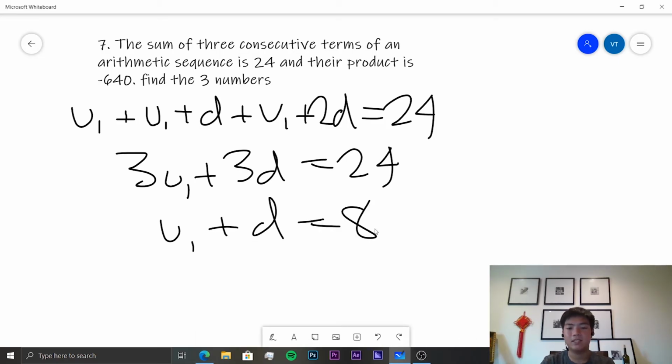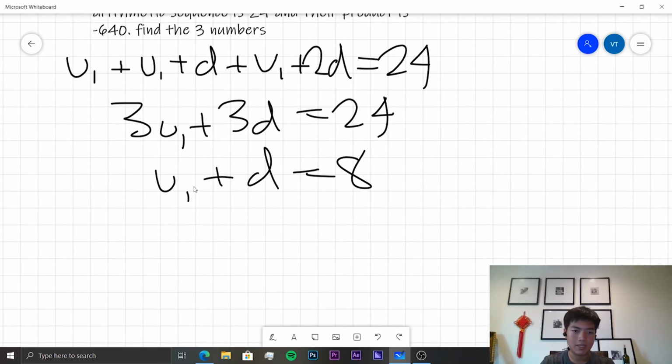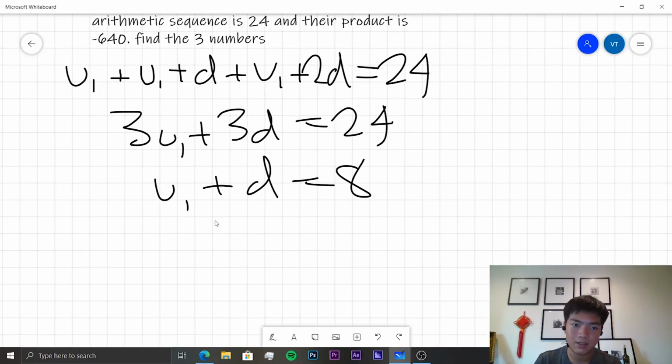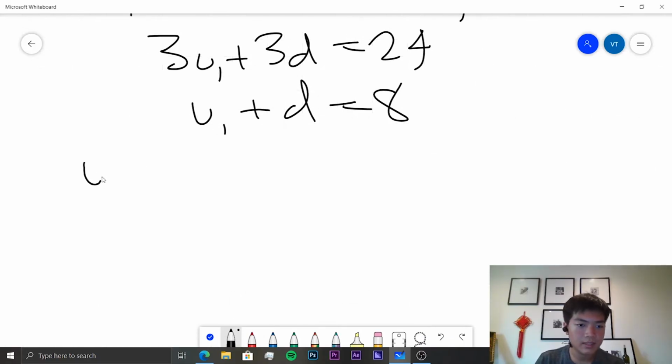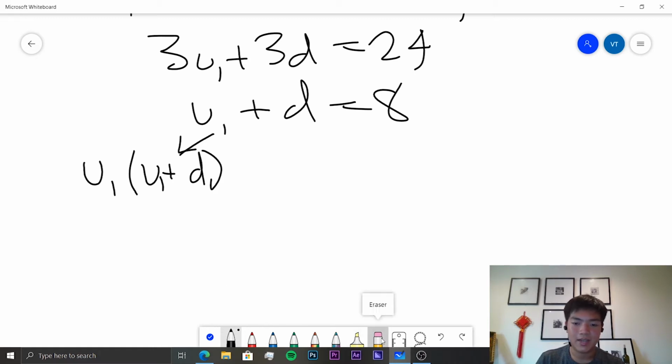This should be pretty obvious. The average of the three numbers is equal to 8, and the average of the three numbers should be the second term. Now their product is negative 640. So the first term times, well, we could put u1 plus d here, but since u1 plus d is 8, we'll substitute 8 into here.